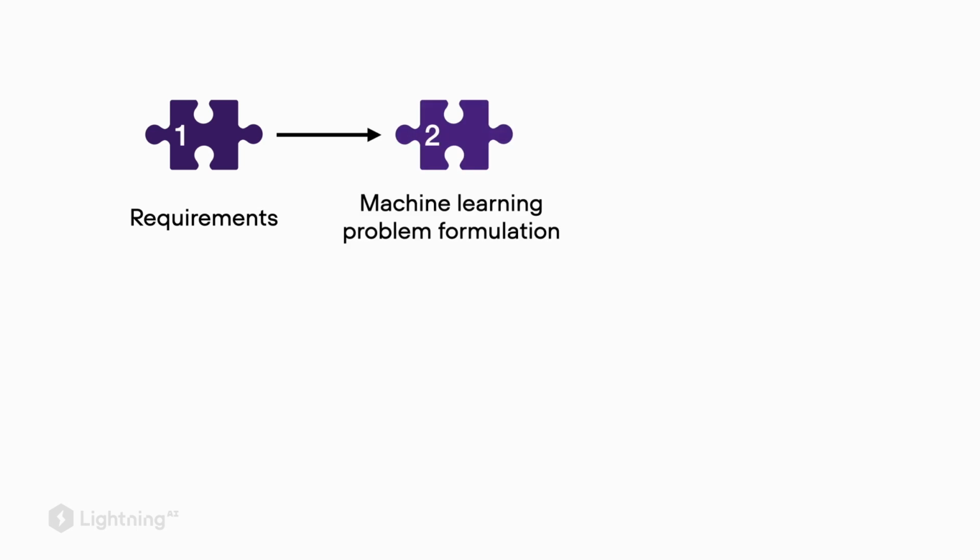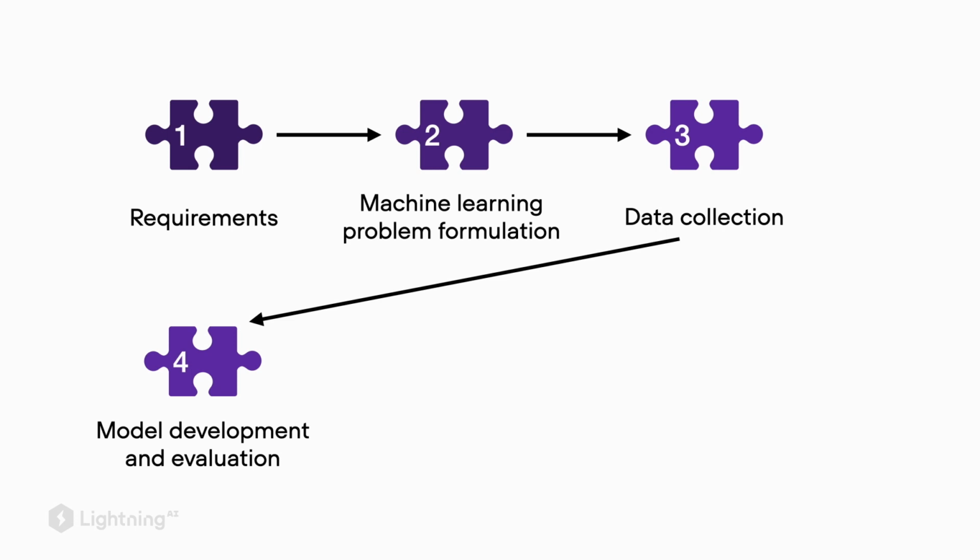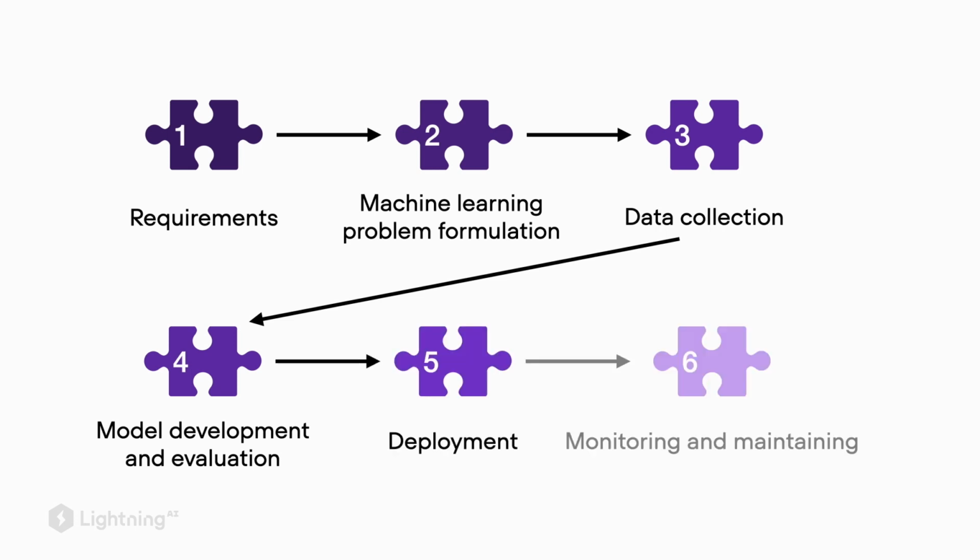So previously we focused a lot on training machine learning models. However, sometimes we are also interested in designing machine learning systems. So in this video I will give you a brief overview of some of the considerations that we have to make when we are designing machine learning systems. So concretely we will briefly talk about requirements, machine learning problem formulations, data collection, model development and evaluation, deployment, and monitoring and maintaining our models.